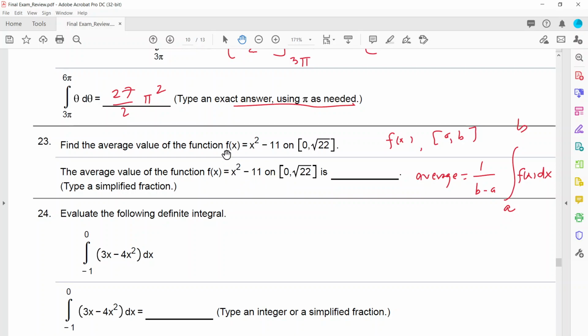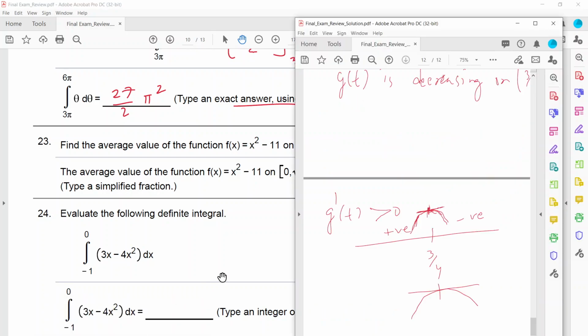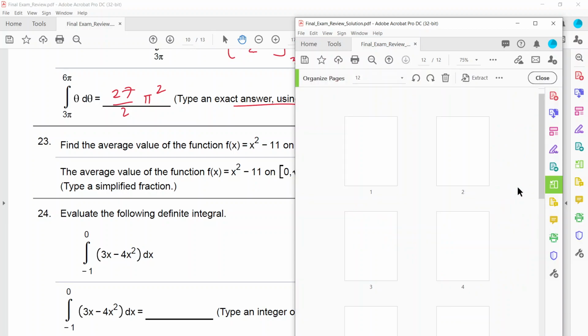So find the integration of x square minus 11 from 0 to square root of 22 and divide that by b minus a, which is square root of 22. If we try to do that here, let me add some extra page.